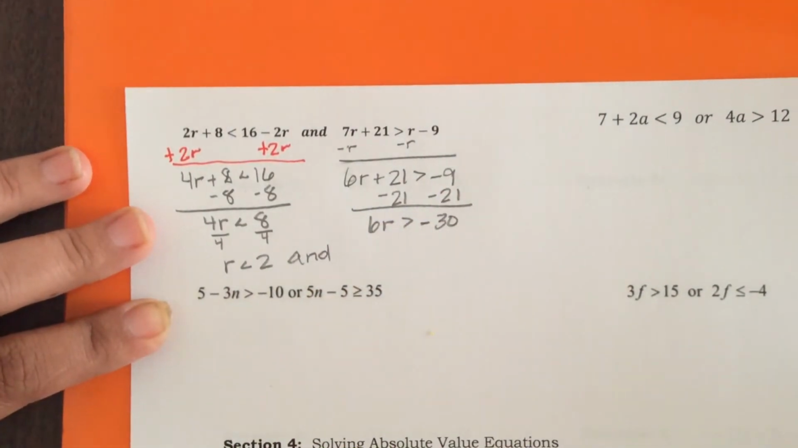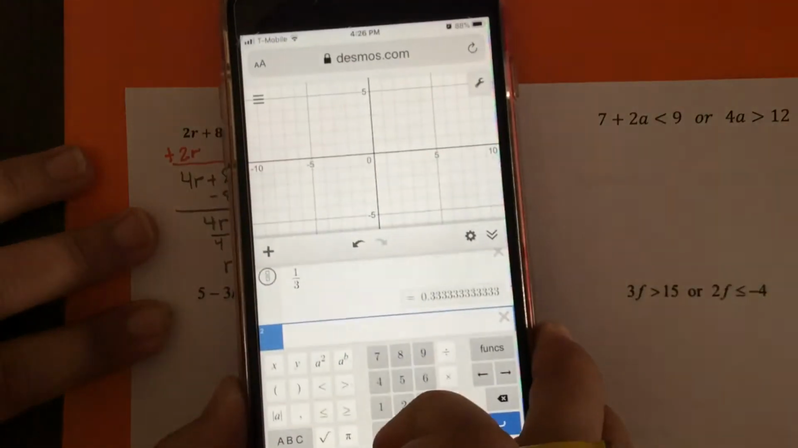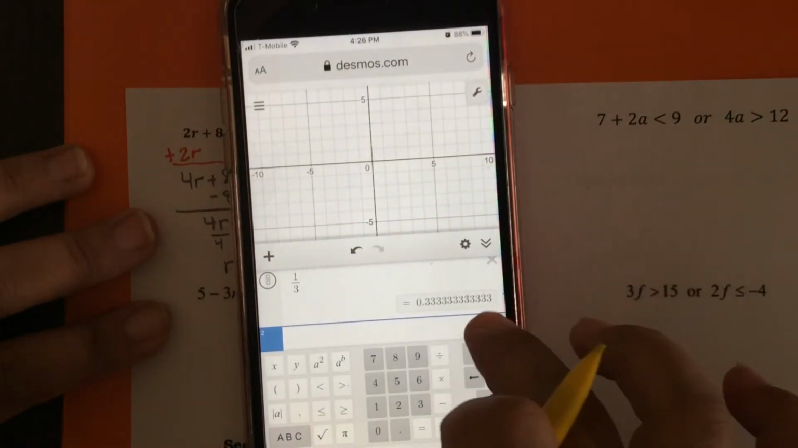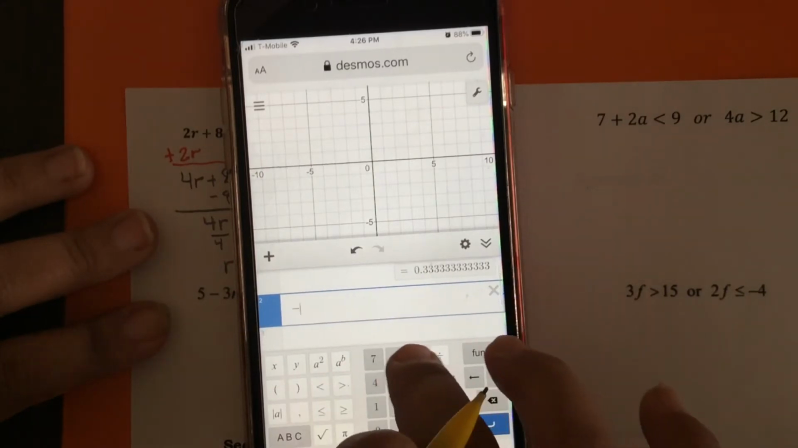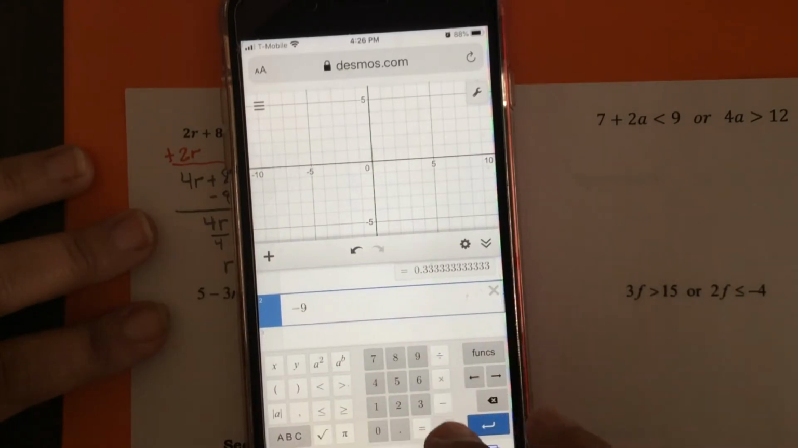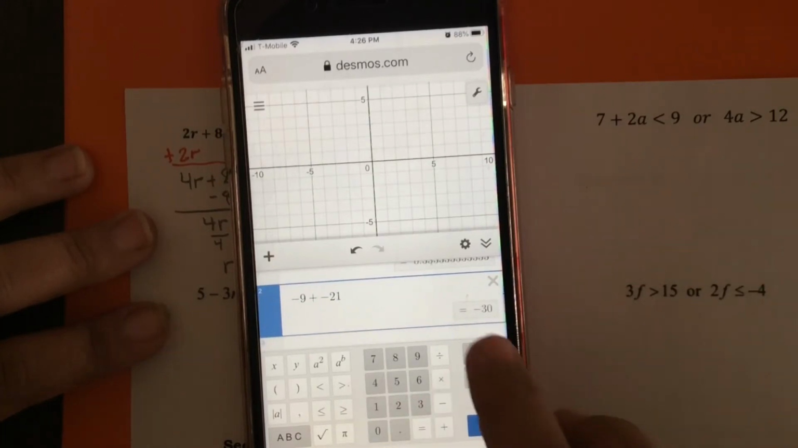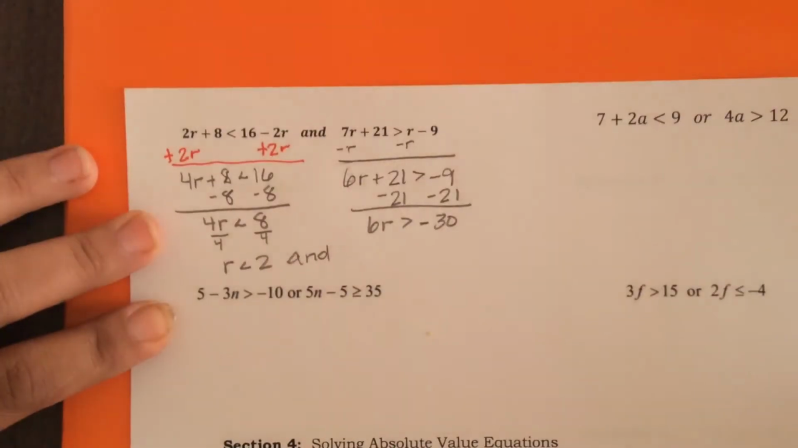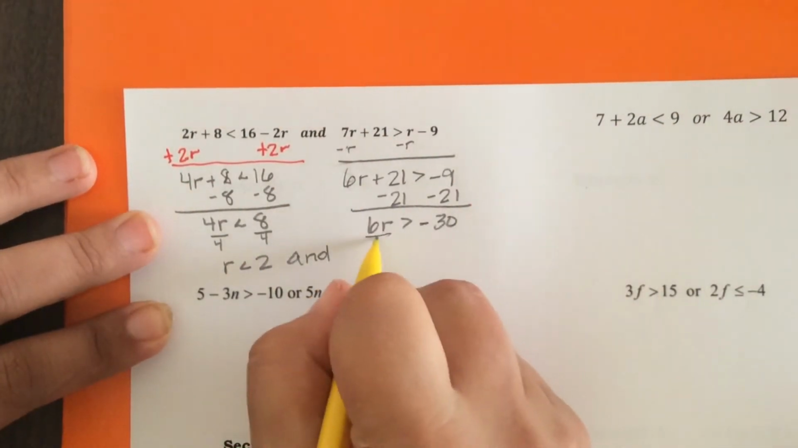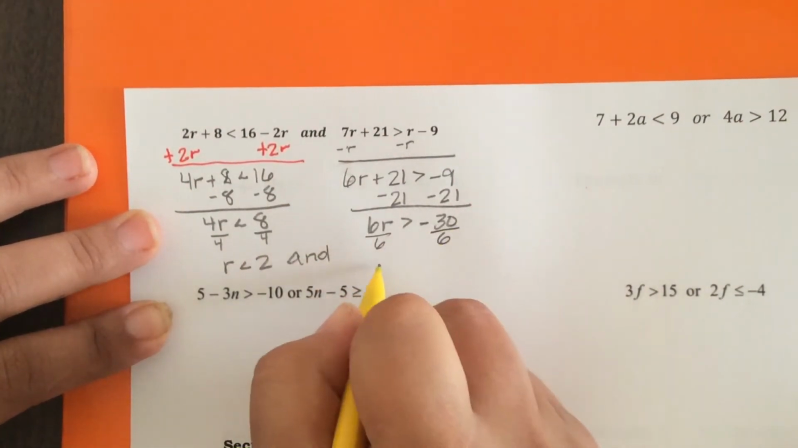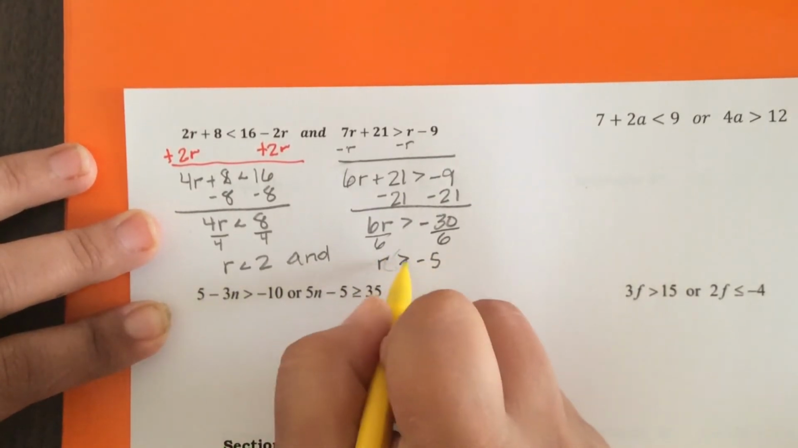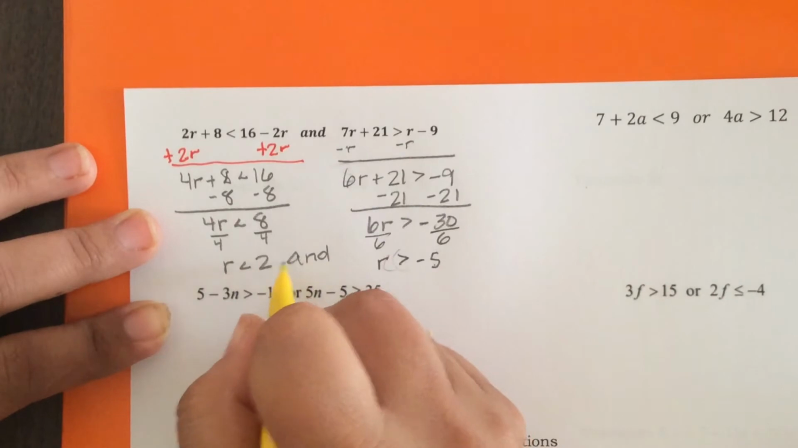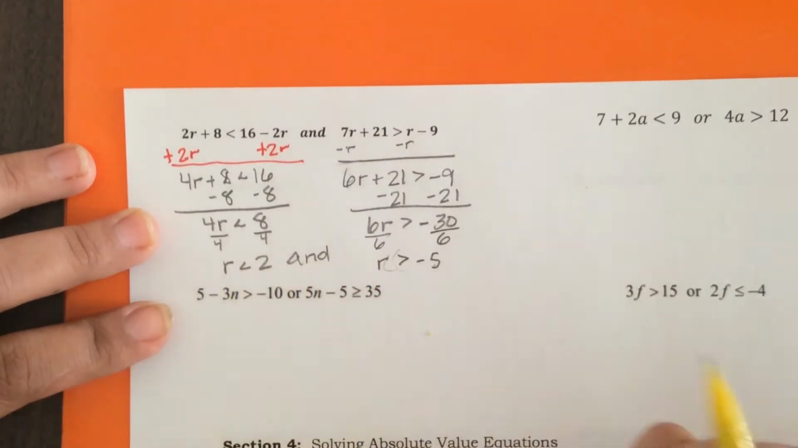So then we're going to have 6r is greater than -30. -21, -9. So remember, if you're not really good with negatives, you could do -9 plus a -21, and you get -30, see? So then now we're going to divide by 6. So r is greater than -5. So r is bigger than -5, and r is smaller than 2.